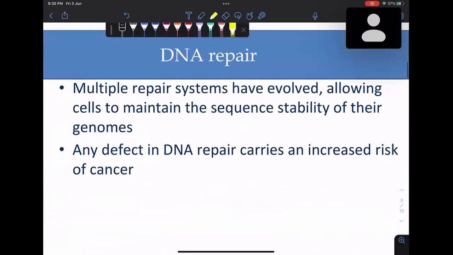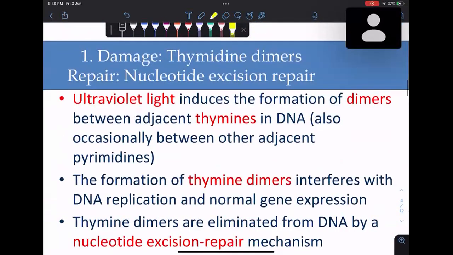Okay, so there are multiple repair systems that allow the stability of the genome, and any defect in the DNA repair just adds on to the likelihood of that cell developing into a cancer cell, okay? So one of the things that we're going to talk about is damage to the thymidine nucleotides. This kind of damage is called nucleotide excision repair.